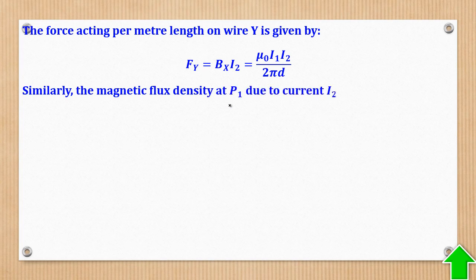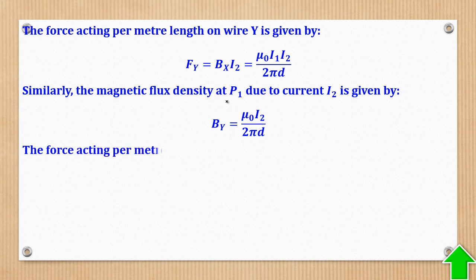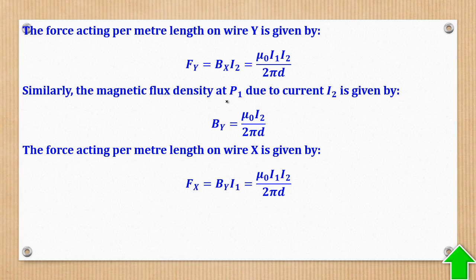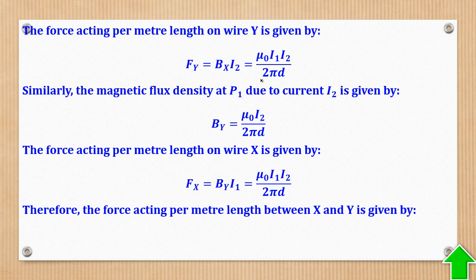Similarly, the magnetic flux density at P1 due to current I2 is given by that, and the force per meter will be given by that. So you realize that this expression is equal to this. That is why I told you that the magnitudes of the forces are equal. I used F1, but to be consistent, you put Fy here, and Fx here.